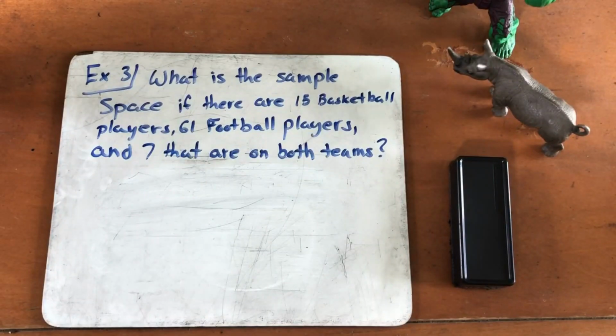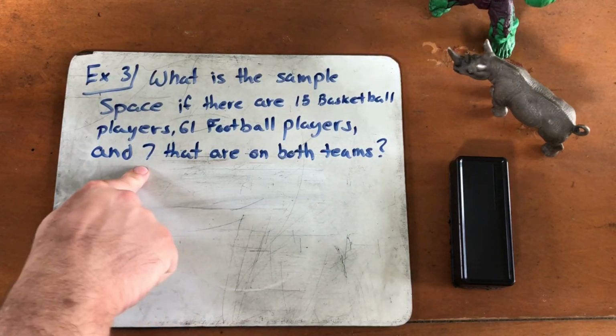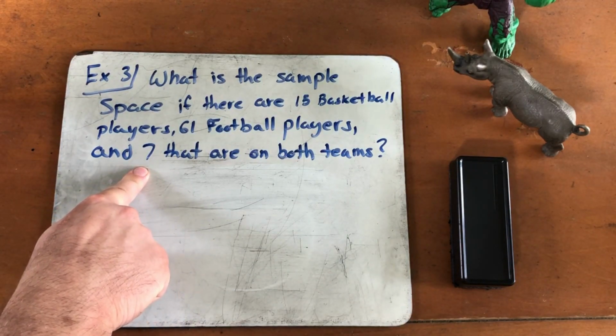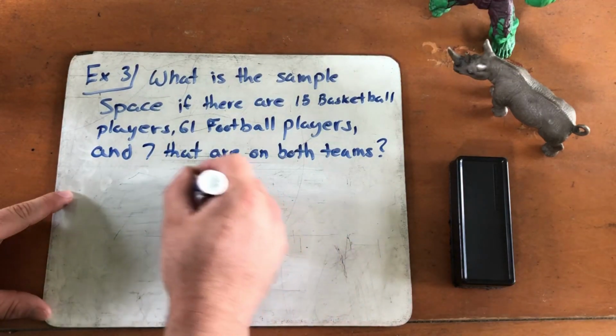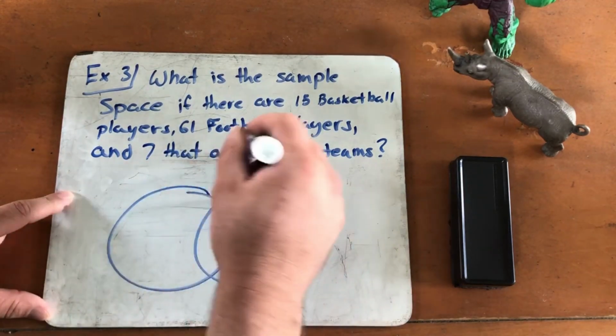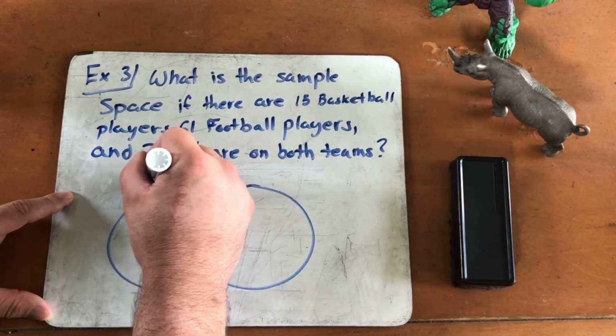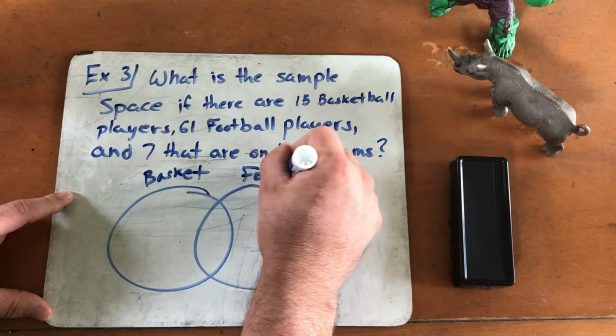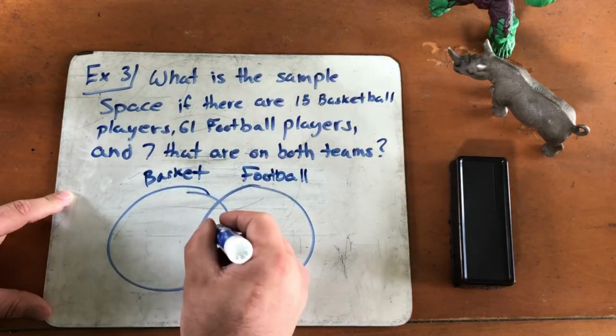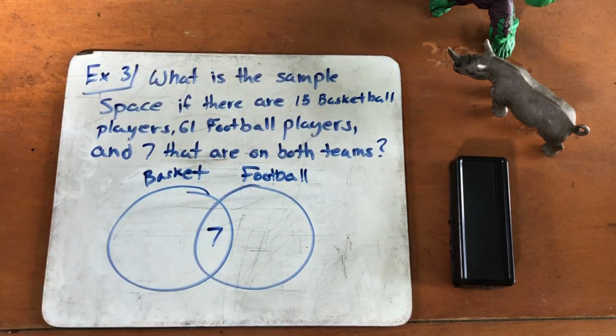My third example is similar to the last one. What is the sample space if there are 15 basketball players, 61 football players, and 7 that are on both teams? Once again, we have 7 people that are on both teams, so there's an overlap of basketball and football players. If this is basketball and this is football, the overlap is 7 players.